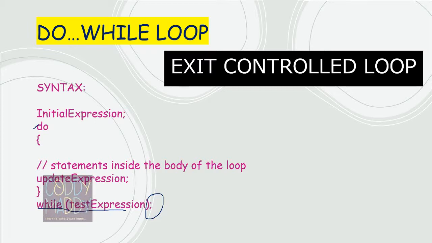Whenever we know the number of iterations, we go with the for loop because it is easy to write the condition with a for loop. And when we don't know the number of iterations that have to happen, we go with the do while loop because it will execute the body of the loop at least once.